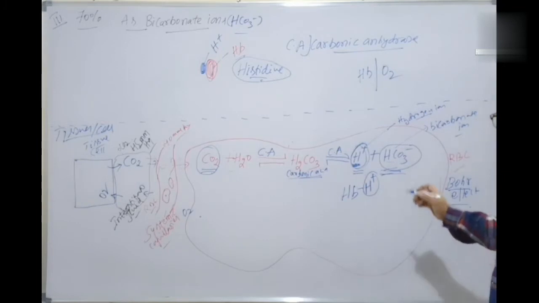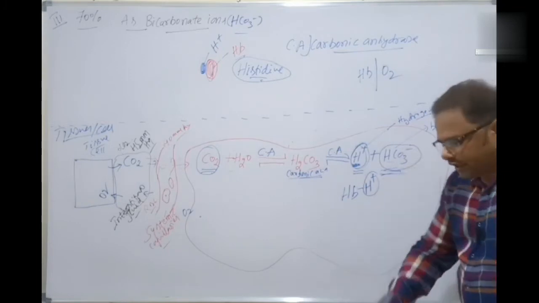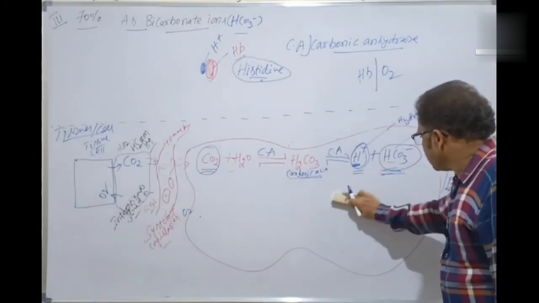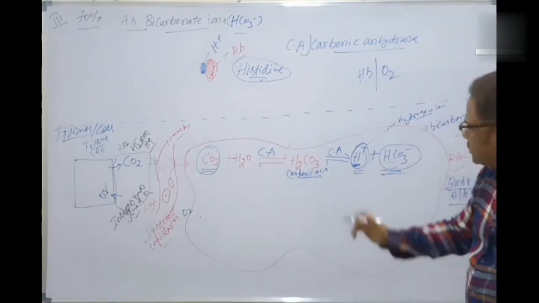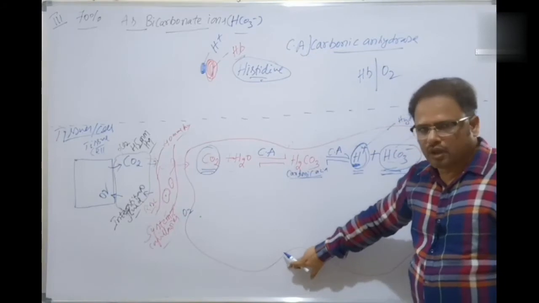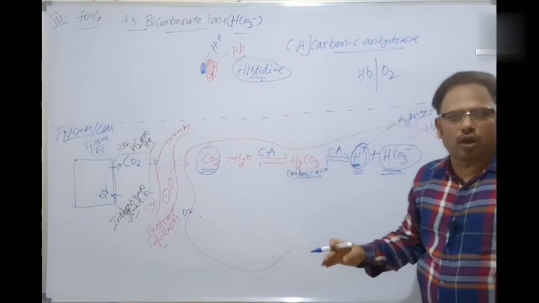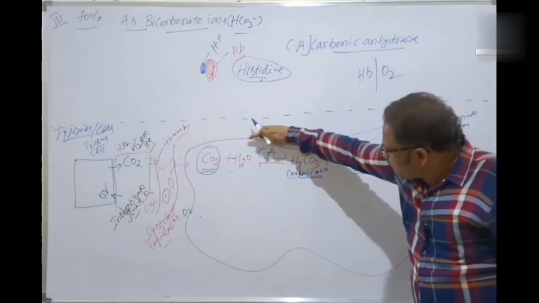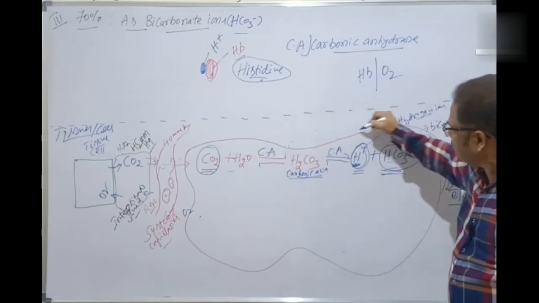Okay, students, now the next point. The remaining thing is the bicarbonate ion. This is a plasma membrane. This is a cell, isn't it? I told you this is an RBC, meaning red blood cell, corpuscle. So it contains a plasma membrane. This is the plasma membrane here.